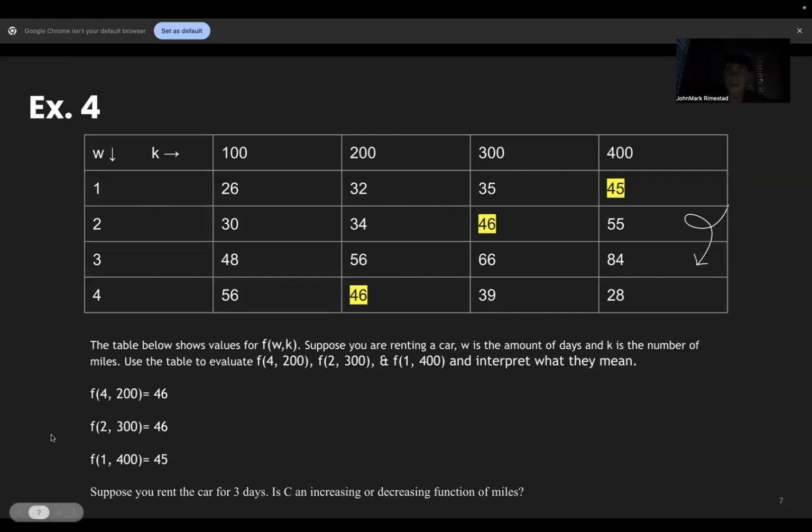Last, this is a great, great, great question. Suppose you rent the car for 3 days. So 3 days. Is F an increasing or decreasing function of miles? Okay. So 48 for the first interval, 56 for the next, 66 for the next, 84 for the next. So throughout these 4 intervals of miles, it is an increasing function of miles as well as an increasing function of price. So it's getting more expensive the more you drive.